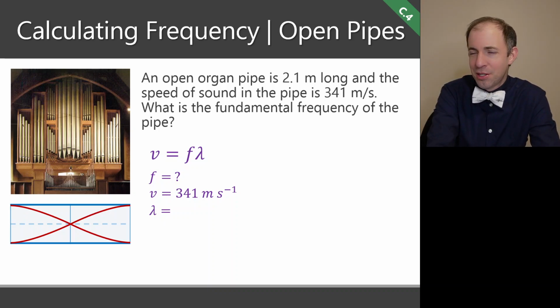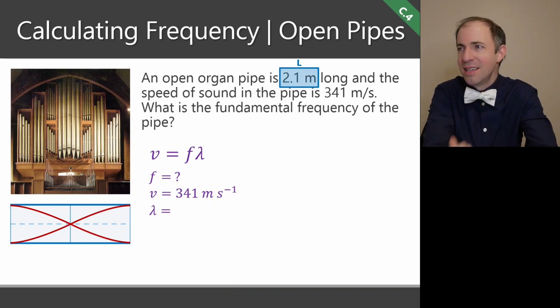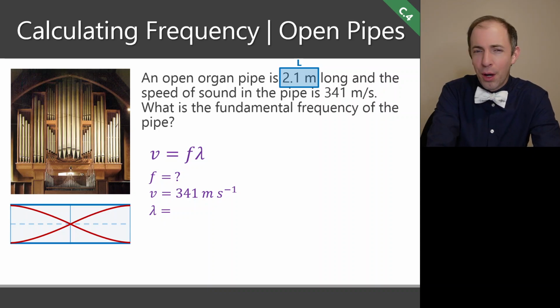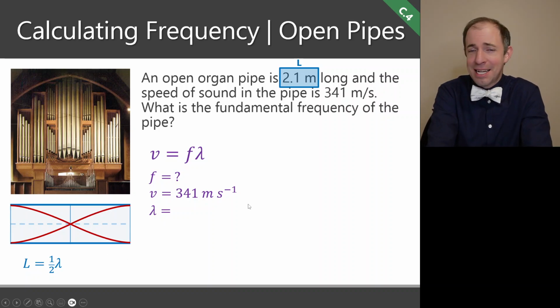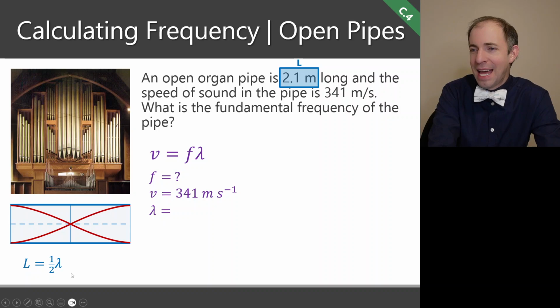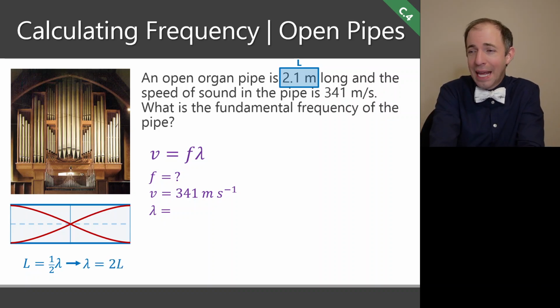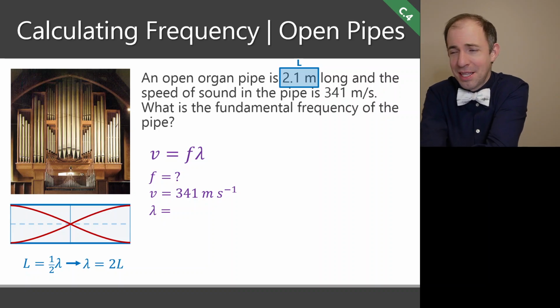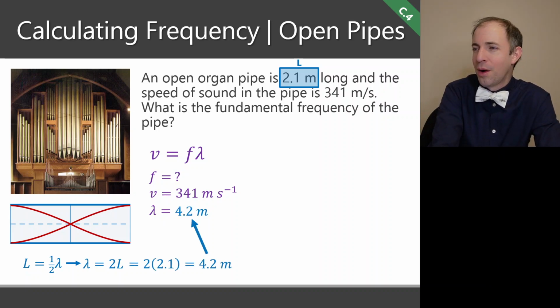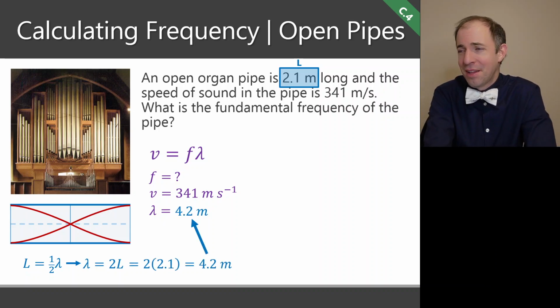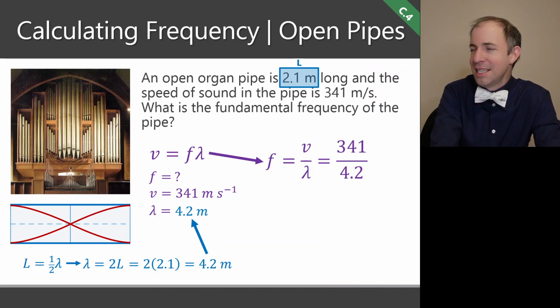If I look at this picture, looking just at one side, if the pipe is 2.1 meters long, that is half a wavelength. So this is not a complete wavelength. It starts at the top, ends at the bottom, but does not come back up to the peak. So that half a wavelength, if I know that the length is 2.1, I can solve that the wavelength is 2 times the length. 2 times 2.1 is 4.2 meters is the wavelength. Now I have v and I have lambda. We can solve for the frequency.